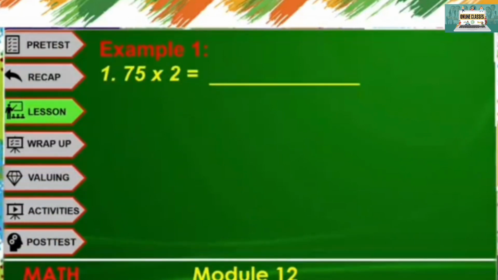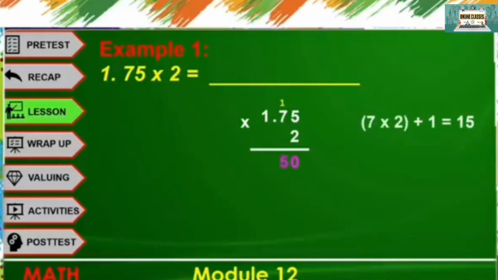Let's have some examples. 1 and 75 hundredths times 2. So 5 times 2, that's 10. Bring down 0, carry 1 to the next place value. 7 times 2 is 14, plus 1, that's 15. Bring down 5, carry 1 to the next place value. Then 1 times 2 plus 1 is equal to 3. Count the number of decimal places, 2. So therefore, the answer is 3 and 50 hundredths.